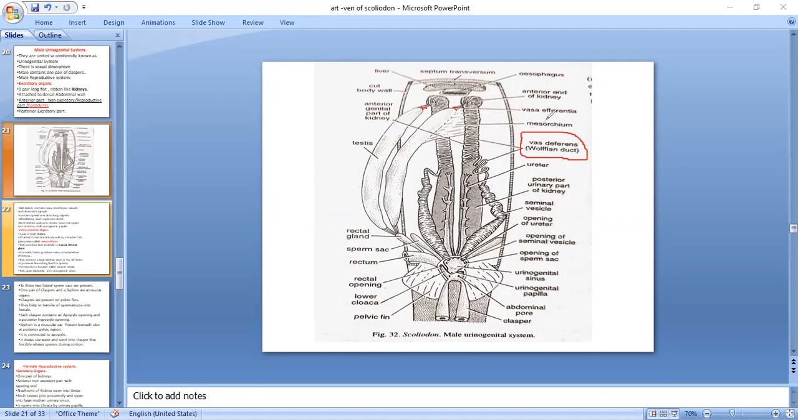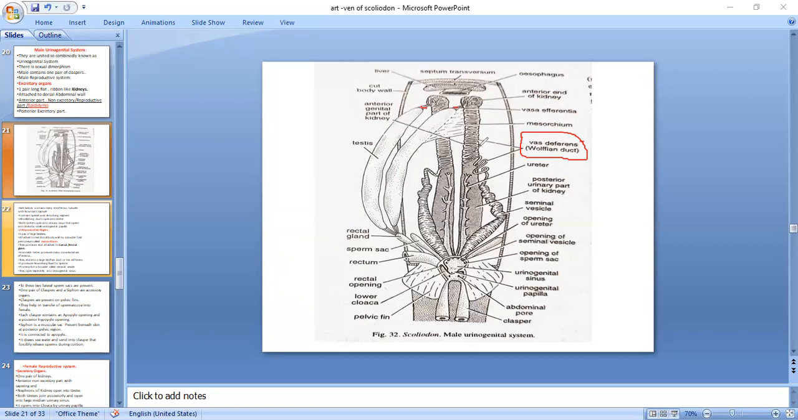Remember, the male genital duct is the Wolffian duct. The female genital duct is the Mullerian duct. Okay, that should be remembered. So in fishes, it is famously known as the Wolffian duct or vas deferens, a broader duct. It secretes a kind of nourishing fluid for the developing spermatozoa.